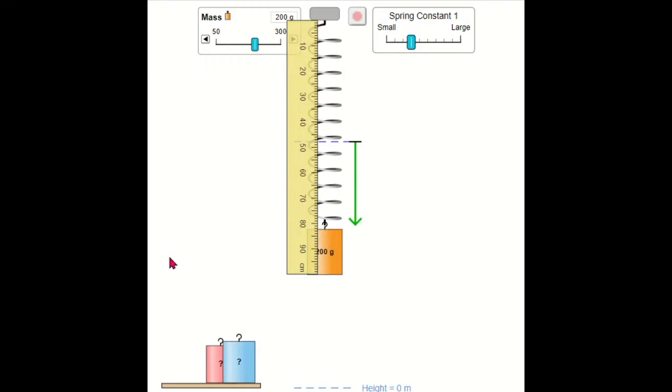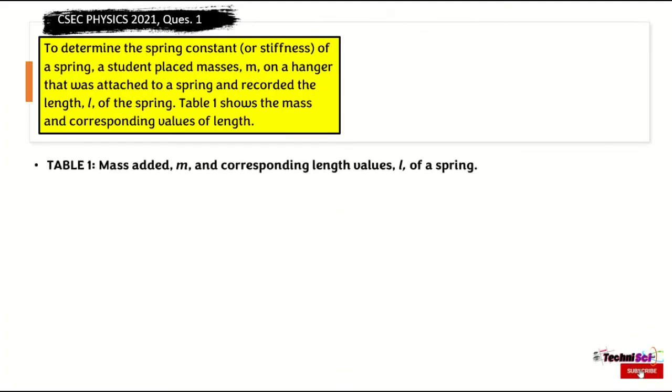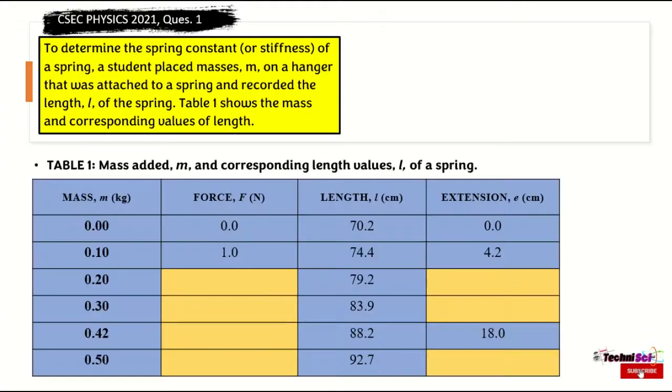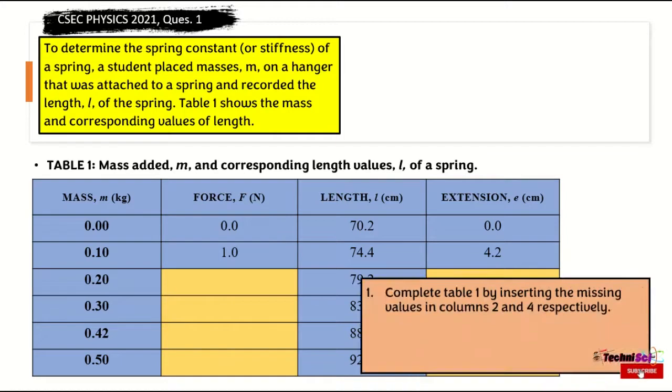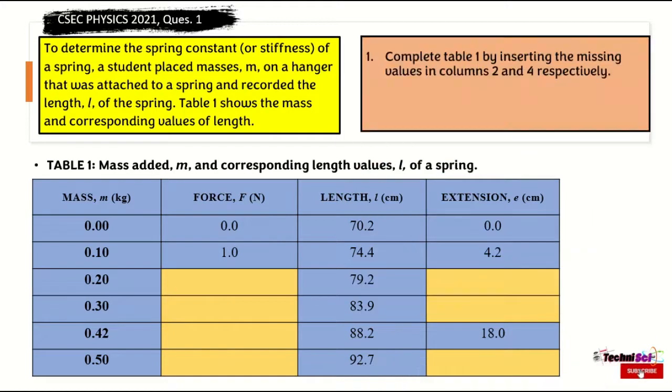Now let's get back to the question that we were working on. Okay, welcome back. Now let's look at the table that we were given. We are seeing mass in this column, force in this one, length here, and extension. You'd recognize that under force and extension, there are some rows that are blank. Let's explore what question we were given for this table. It says, complete Table 1 by inserting the missing values in columns 2 and 4 respectively. Beautiful. That's what we're required to do.